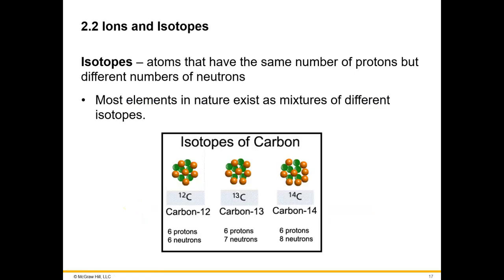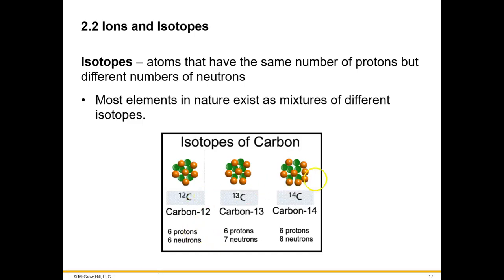We are balanced. When we compare that to isotopes, isotopes are atoms that have the same number of protons but different numbers of neutrons. So pretty much all elements that exist in nature are going to be mixtures of different isotopes. Here you can see isotopes of carbon. So we've got carbon-12, which has 6 protons and 6 neutrons. Carbon-13 is still the same element, carbon, but because we have a different number of neutrons, these are isotopes.